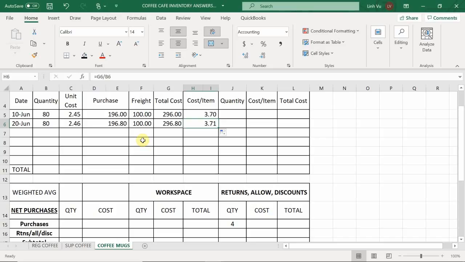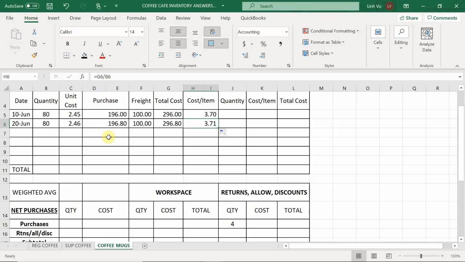Oh, you got 196.80. Okay, I'm sorry. I got 196 on my side. Okay. Yeah. Okay. Now I see where you're at. In this case, even if you took 196 and you divided by 80, you shouldn't even get anywhere near 250. It should be $2.45.